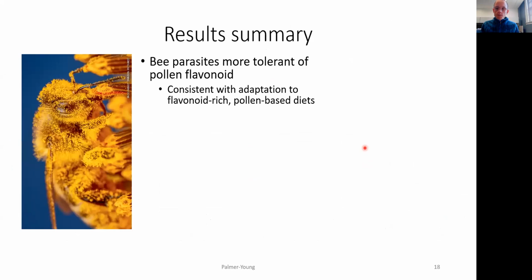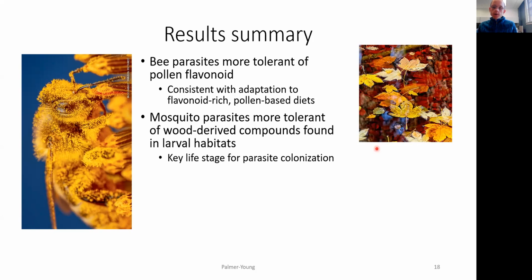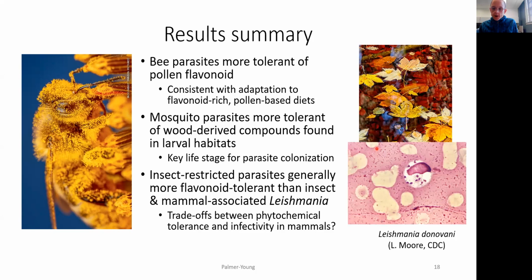Summarizing the results, bee parasites had higher tolerance of a pollen flavonoid, corresponding to the flavonoid-rich diets and hive chemistry of honeybees. On the other hand, mosquito parasites were more tolerant of compounds associated with decaying woody debris found in larval habitats, an important stage for parasite transmission and establishment of infection. And overall, the insect-restricted parasites had higher tolerance to oxidative stress-inducing flavonoids than did the mammal-infecting Leishmania, suggesting trade-offs between tolerance of phytochemicals and the ability to infect mammals. This could enhance the potential for phytochemical-based treatments of these neglected tropical diseases.